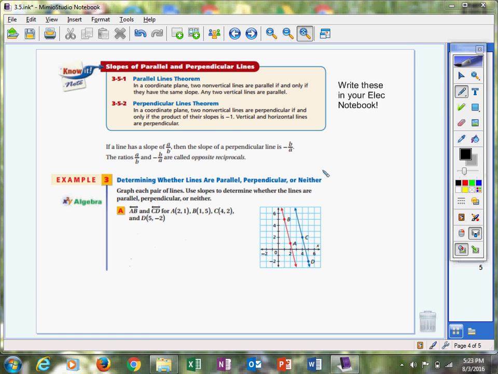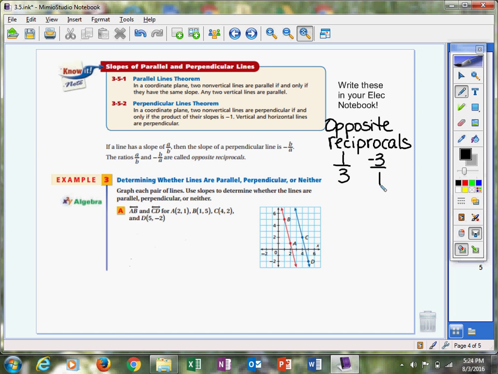Here's your other one, the perpendicular lines theorem. In a coordinate plane, two non-vertical lines are perpendicular if and only if the product of their slopes is -1. We learned that in algebra last year. We called them opposite reciprocals, as you may recall. If you multiply opposite reciprocals together, they equal -1. So that's the math behind it, opposite reciprocals. If one slope is 1/3, the other one is going to be -3/1. If you multiply them, you'll get -3 over +3, which equals -1.